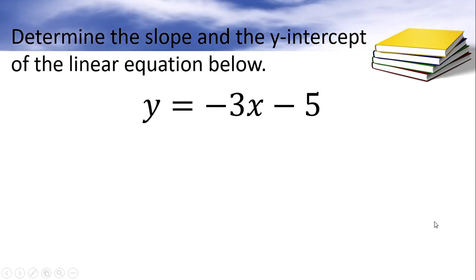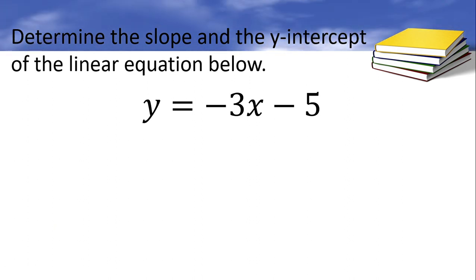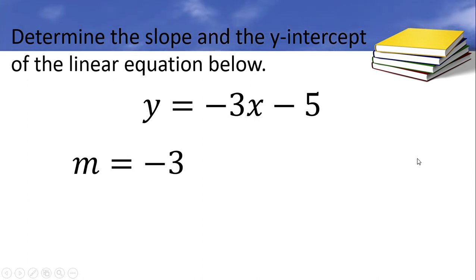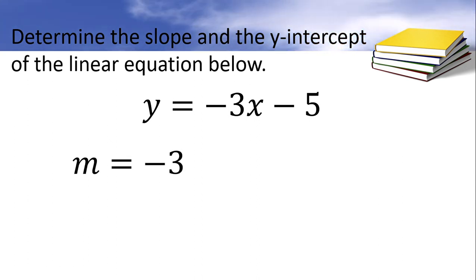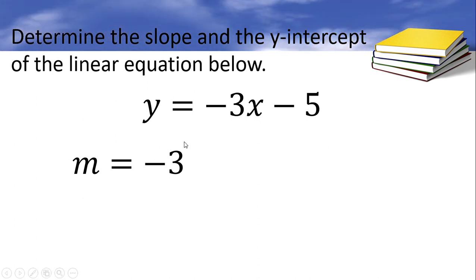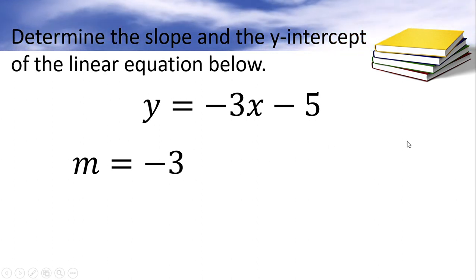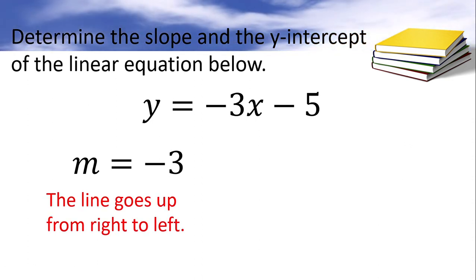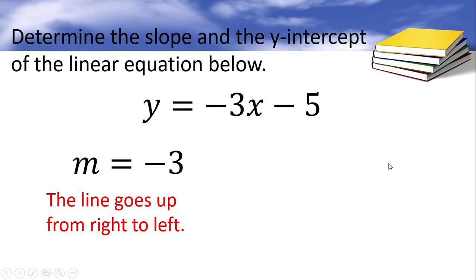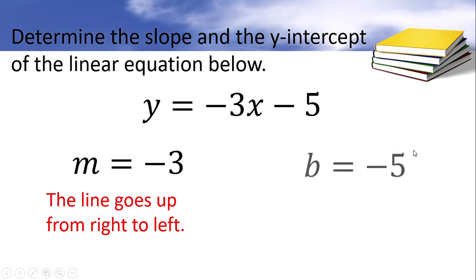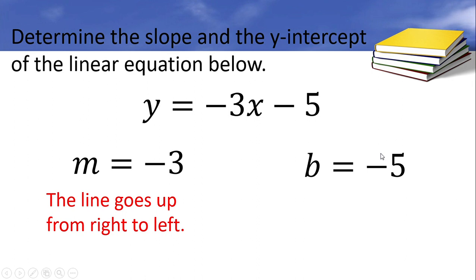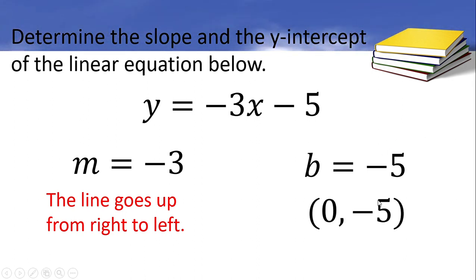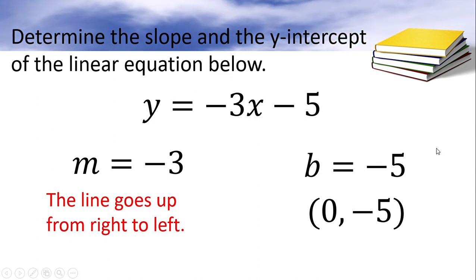Next, let's have another example: y is equal to negative 3x minus 5. What will be our slope? Yes, that is negative 3, m is equal to negative 3. Since we have a negative slope, the line goes up from right to left. Next, our y-intercept is b is equal to negative 5. So this tells us that the graph will intersect at (0, negative 5).